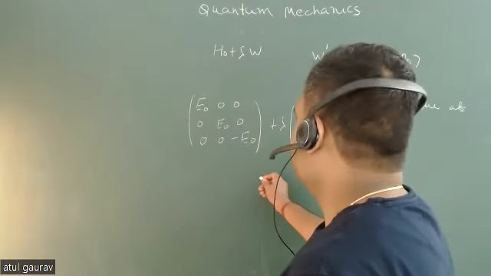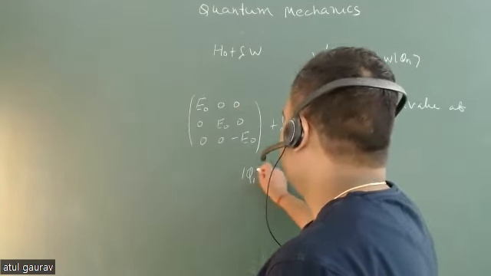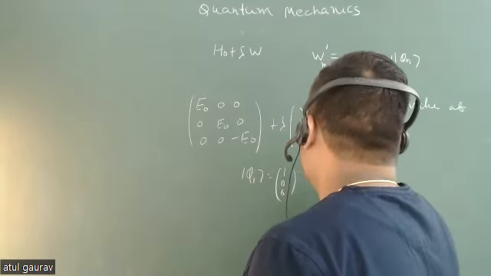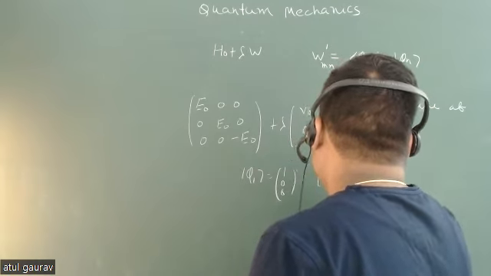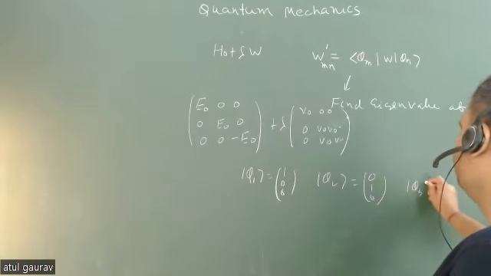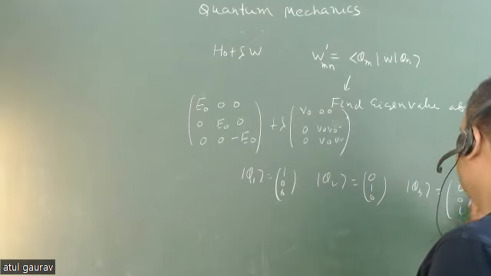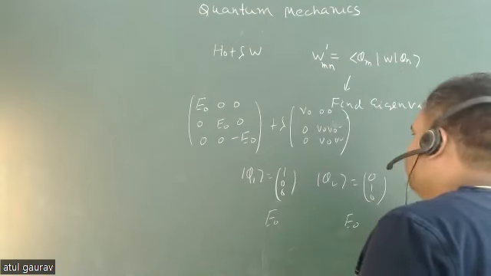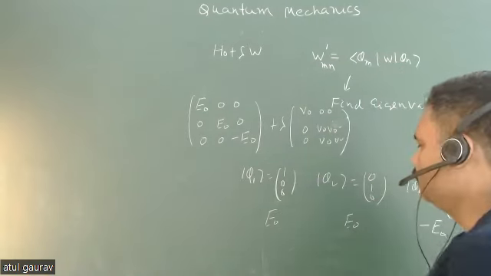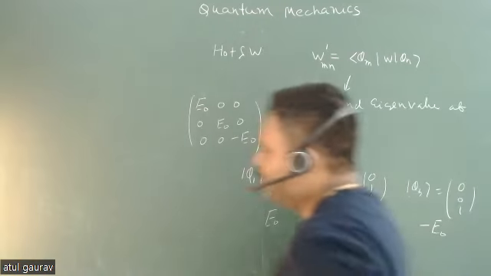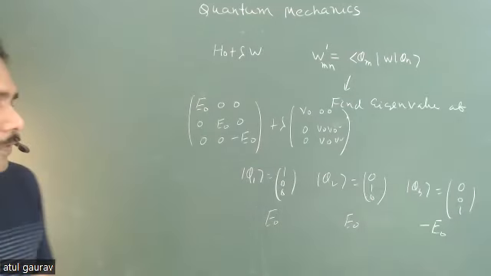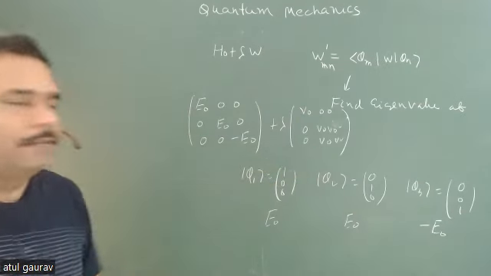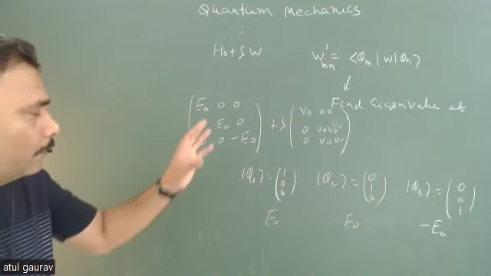So what is your phi 1? Your phi 1 is equal to 1 0 0. What is your phi 2? Your phi 2 is equal to 0 1 0. And what is your phi 3? Your phi 3 is equal to 0 0 1. And this is your E naught, this will be your E naught, and this value is equal to minus E naught. Now, for the degenerate perturbation, you have to write this matrix in the basis of what? Your W dash matrix.